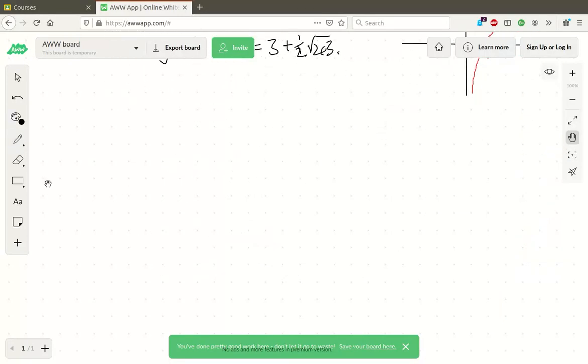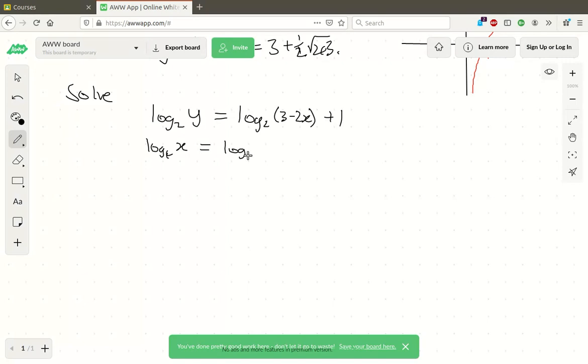Okay, let's try another one. Let's say you were asked to solve log base 2 of y equals log base 2 of 3 minus 2x plus 1. And log base 4 of x equals log base 4. Oh, sorry, that's not the question. Once again, I'm taking these questions straight from the Solomon exercise.